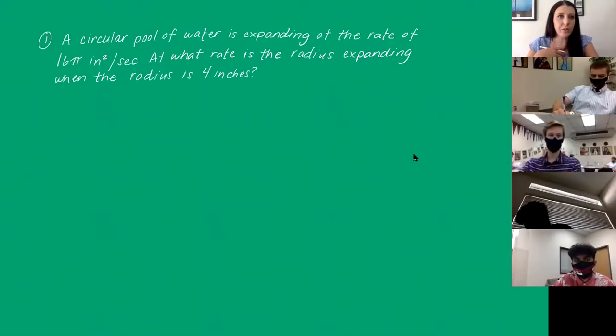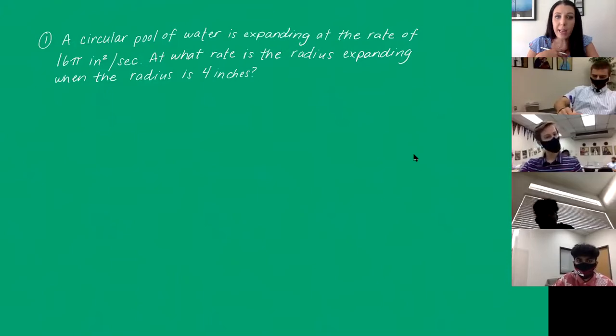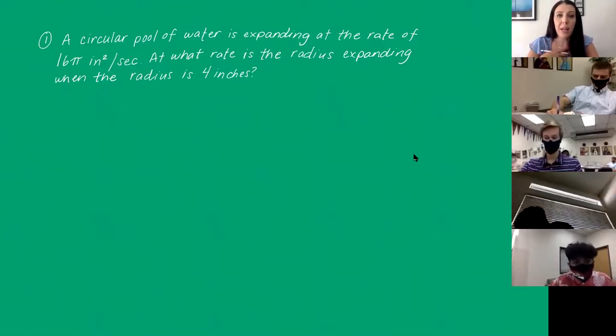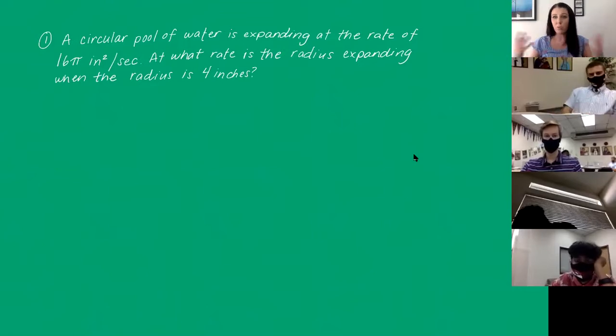So first thing we're going to do is read the question. It says a circular pool of water is expanding at the rate of 16 pi inches squared per second. At what rate is the radius expanding when the radius is 4 inches? That's a very common related rates question. So I have some scenario, it's in a paragraph, it's more of a word problem, and it's asking me about rates given other rates.